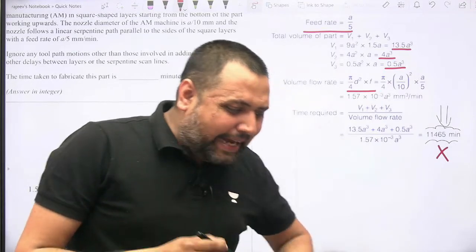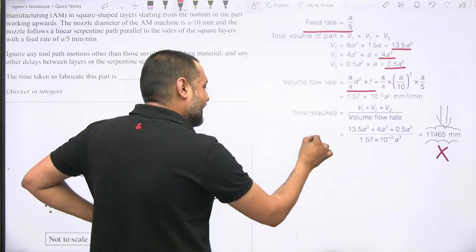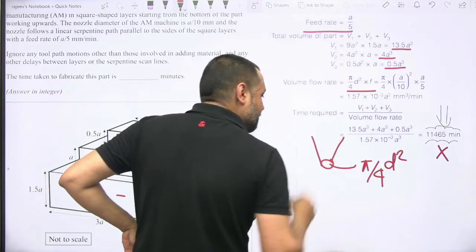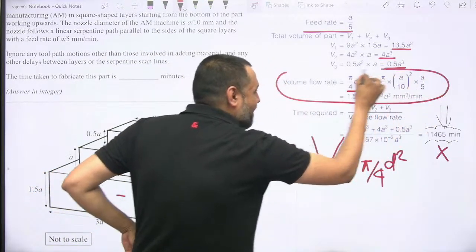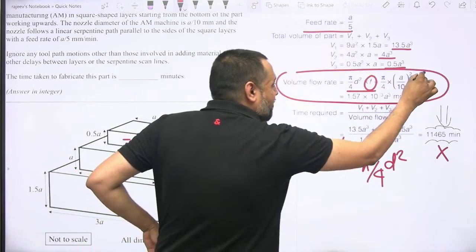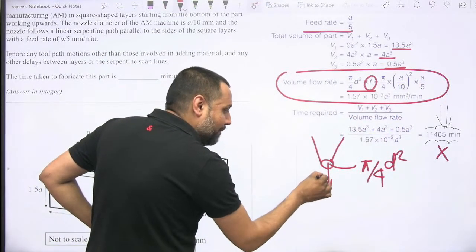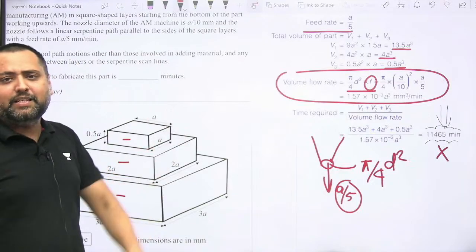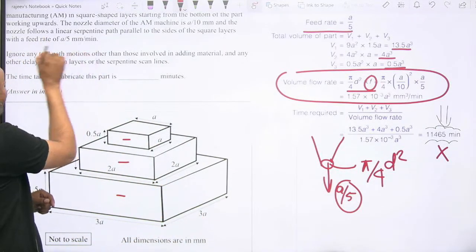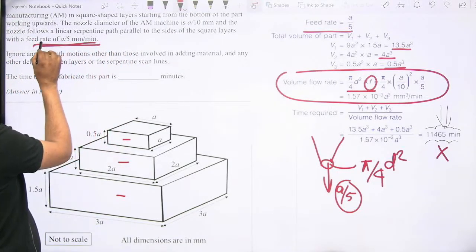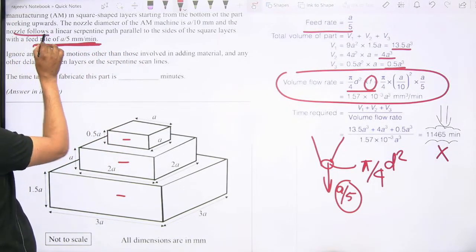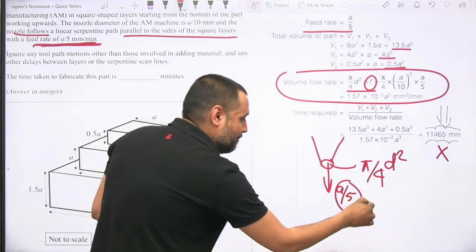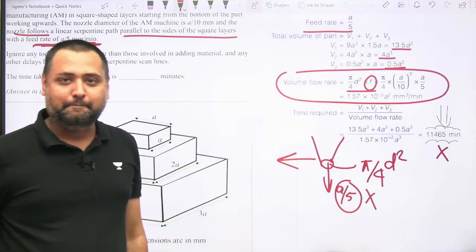You see, the volume flow rate can be written as pi by 4 d square into F only when this area is pi by 4 d square, that's very fine. But the volume flow rate can be written as A by 5 only when the material is coming out of this nozzle at a rate of A by 5, but that is not mentioned in the question. What is mentioned in the question is that this feed rate is of the nozzle which is following the path parallel to the side of the square layers, meaning this is not A by 5, right?